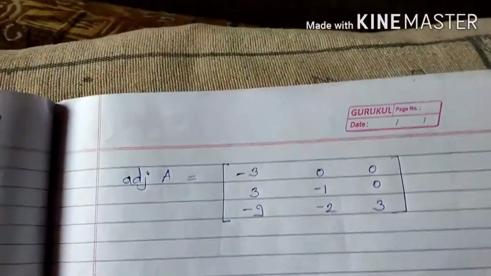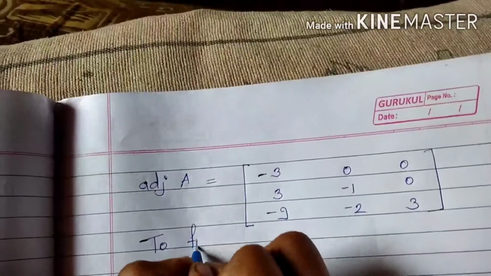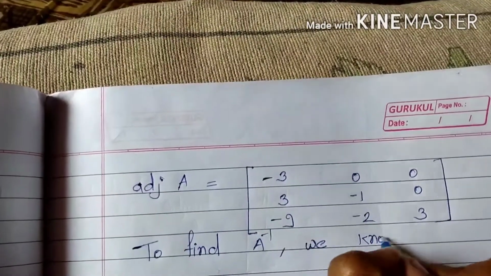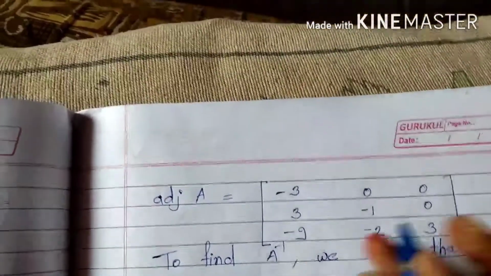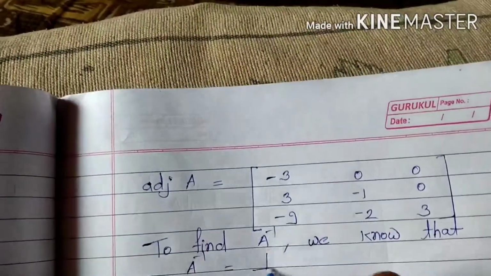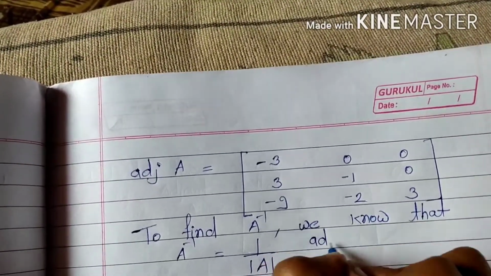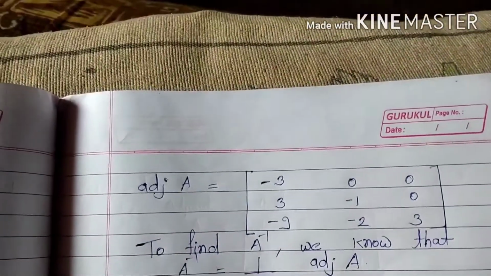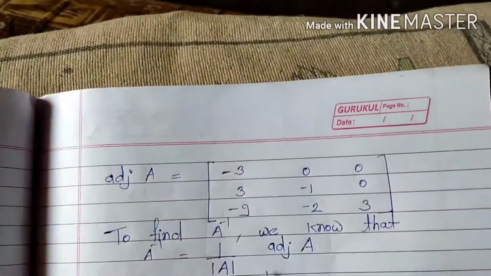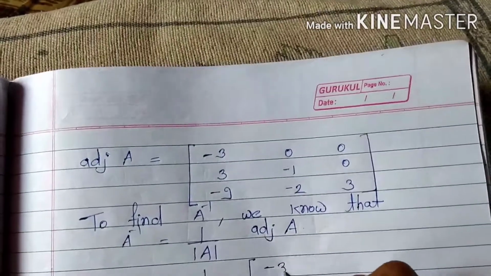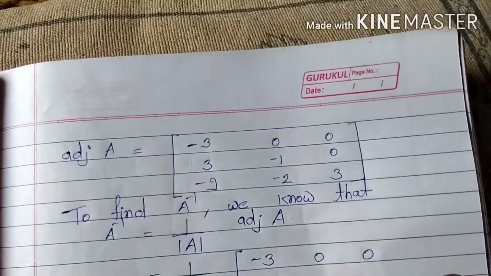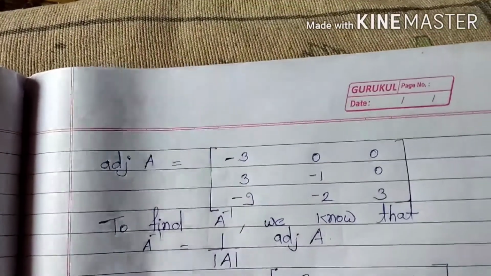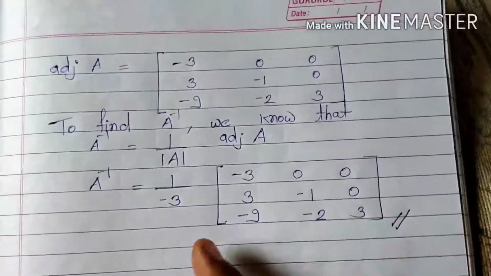Now last, find A inverse. To find A inverse, we know the formula. A inverse is equal to 1 upon determinant of A into adjoint of A. So 1 upon determinant of A is equal to minus 3 and the adjoint of A is this. So this is your final answer.